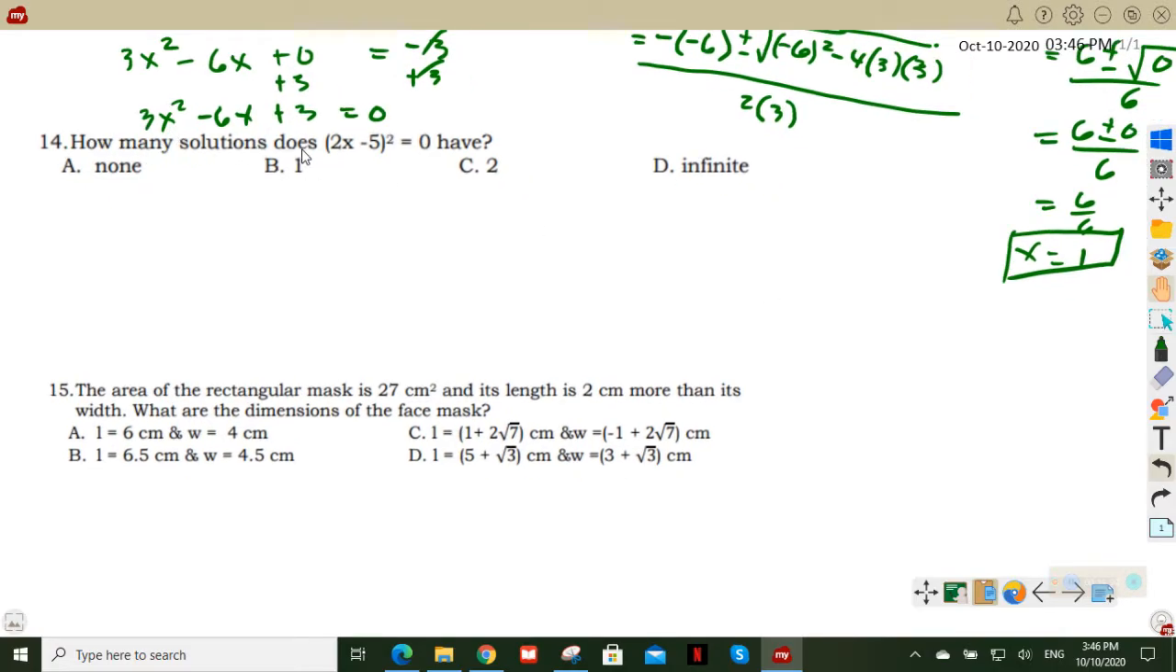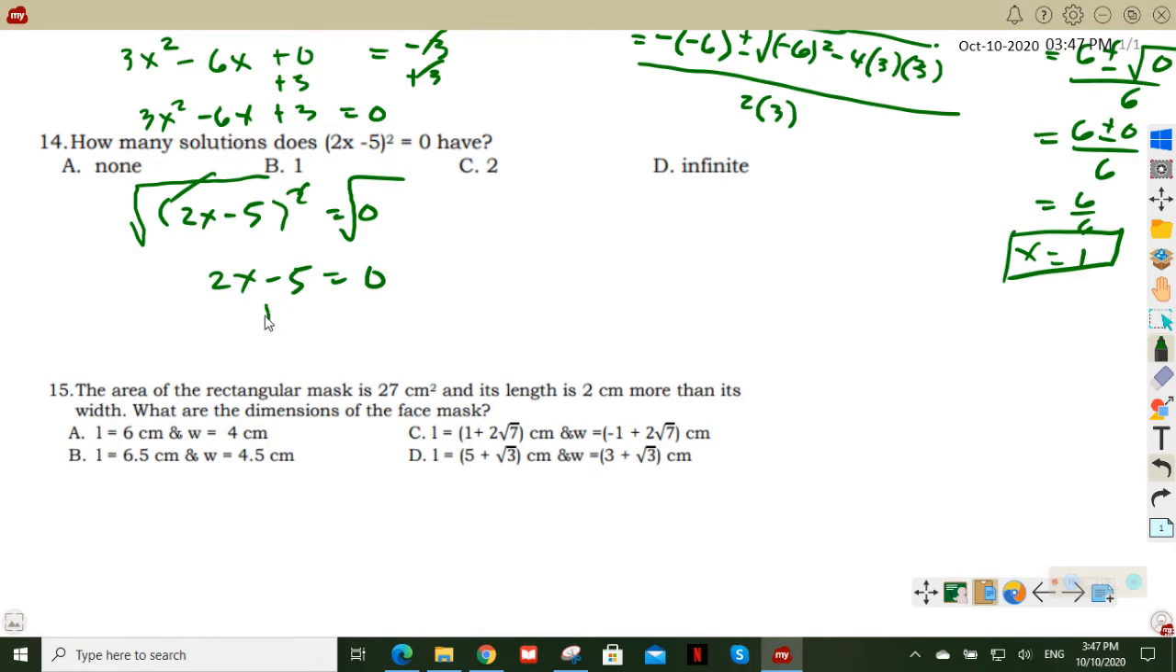How many solutions does the quantity 2x minus 5 squared is equal to 0 have? So let's solve. How many do you think? Let's check. So that would be 2x minus 5 squared is equal to 0. So this is a perfect square. I'll use extracting the square root. So I have 2x minus 5, the square root of 0 is 0. I'll make sure that the x will be isolated, will stand alone.